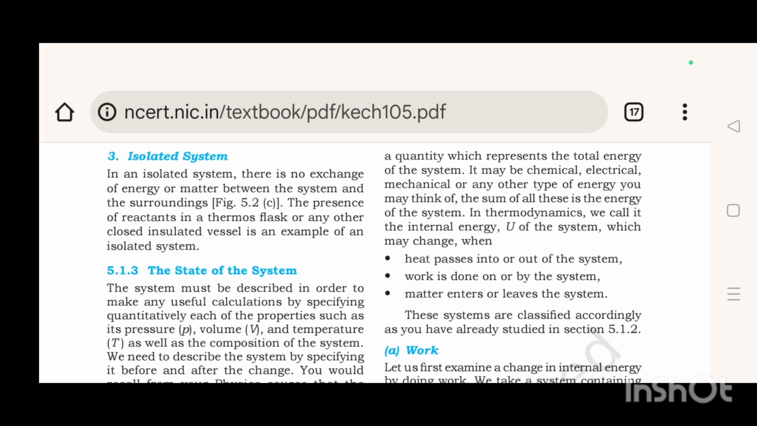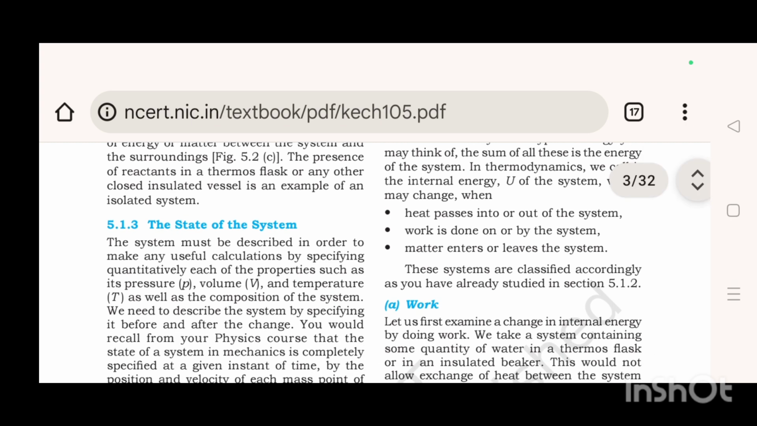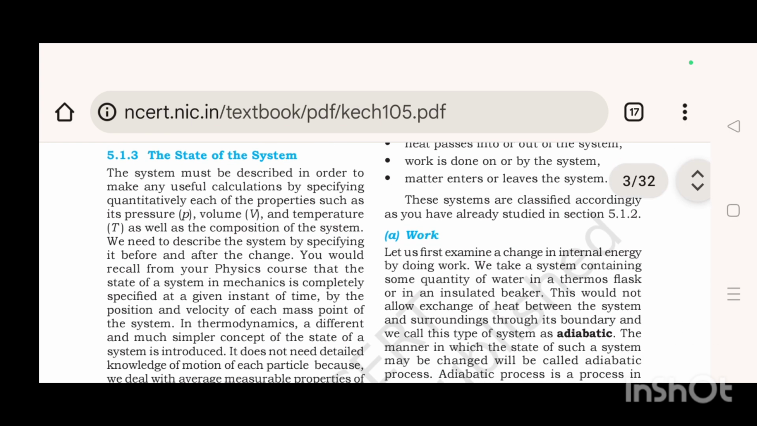The state of the system. The system must be described in order to make any useful calculation by specifying quantitatively each of the properties such as its pressure P, volume V, temperature T, as well as the composition of the system. We need to describe the system by specifying it before and after the change.